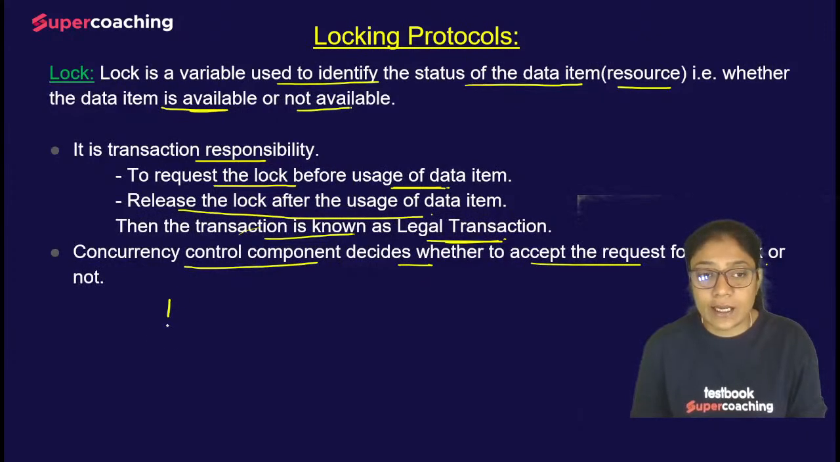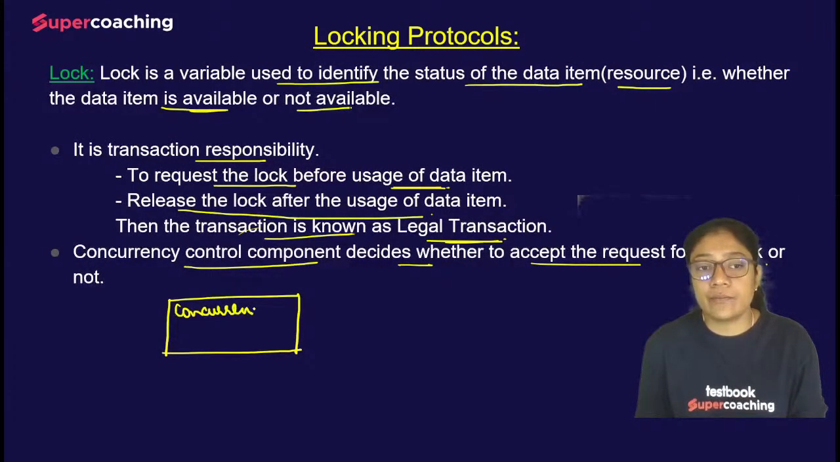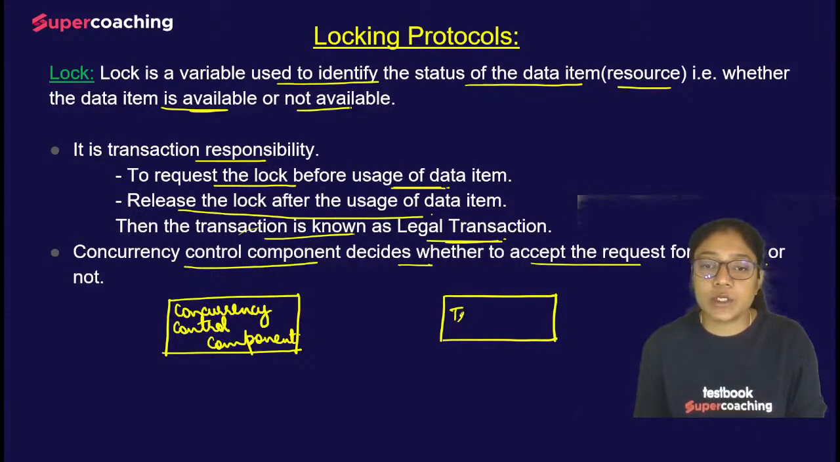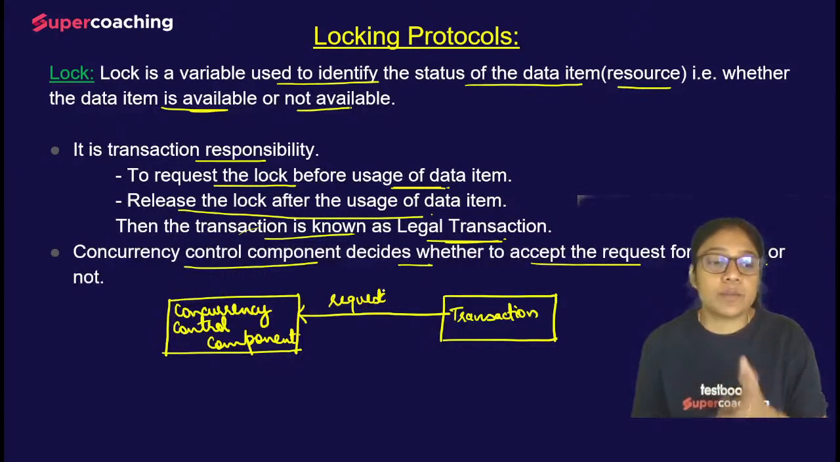So basically what happens is, here we have the concurrency control component. First of all, it's the responsibility of the transaction. For example, a transaction wants to perform some read or write operation. So here the transaction will be sending a request to the concurrency control component. What request will it send? That I need a lock on this data item.